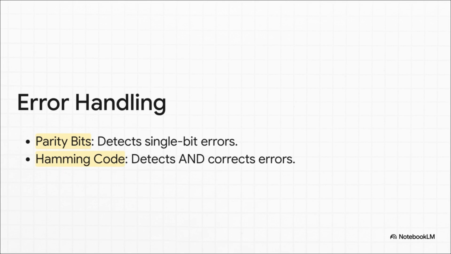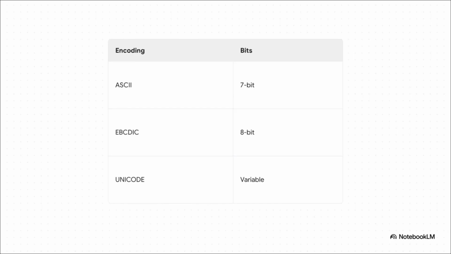But if you want to be bulletproof, you use the mighty Hamming code. By mathematically placing multiple parity bits at specific power of 2 positions, Hamming code can't just detect an error, it can mathematically pinpoint exactly which bit got corrupted and physically reverse it. It's basically self-healing data. And of course, computers don't just crunch raw math.